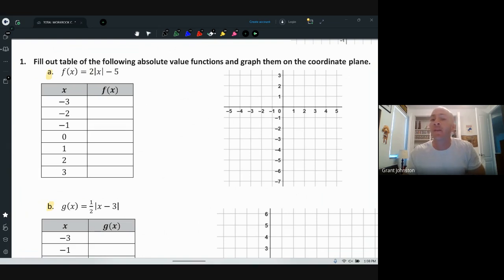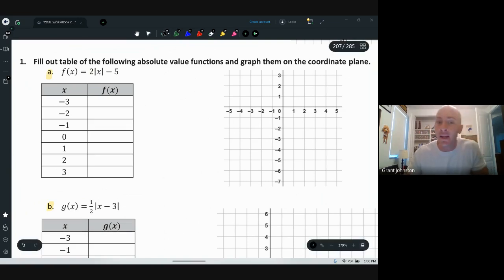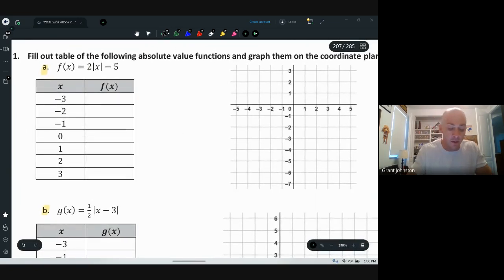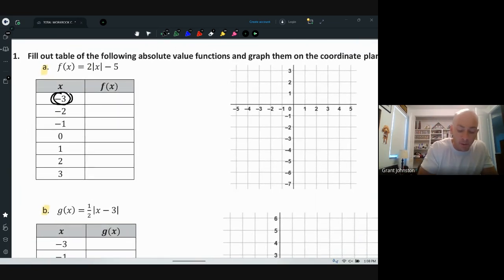Let's see how this function looks and fill out the table for it. I'm going to do most of this verbally because I don't want to write it all out. If you want to write it all out, go for it. But I think we can do some of this in our head to go a little quicker. Let's plug in -3. Remember, these are all going to go in for x. The absolute value of -3 is +3. 2 times 3 is 6, and 6 minus 5 is 1. So 1 goes there.